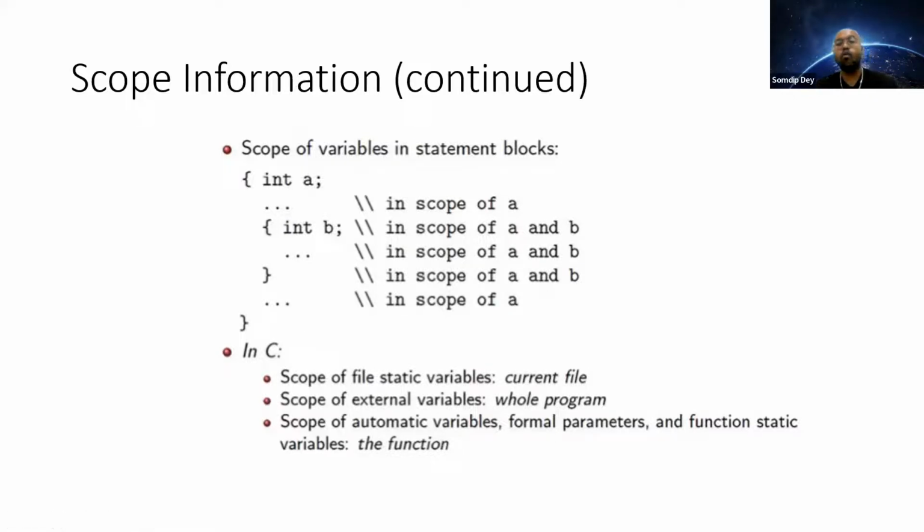So in C, the scope of the file static variable is within the current file that it looks into. The scope of external variables is actually through the whole program itself. And the scope of automatic variables, formal parameters, and function static variables is the function in which they are declared and used. So this is how scope is determined in the language C.